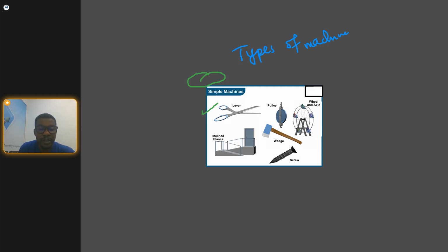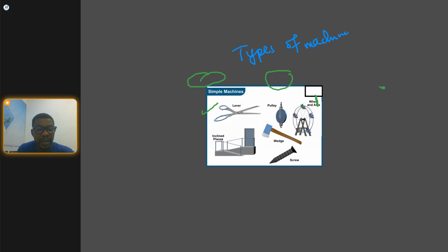We have the pulling system. That's the second type of machine, and this is the diagram of the pulling system. It's another type of what? Machine. We have the wheel and axle.